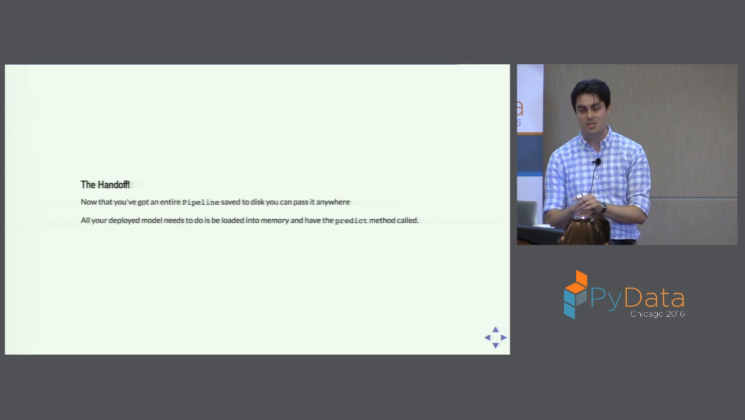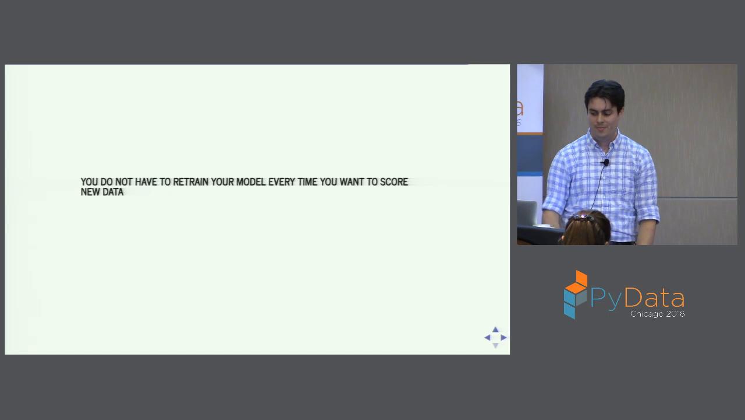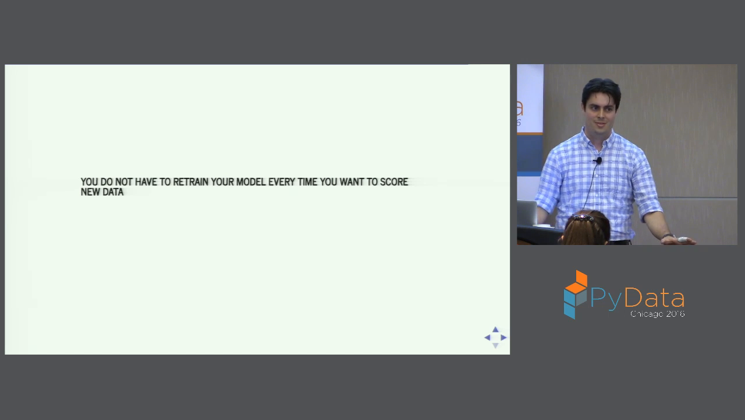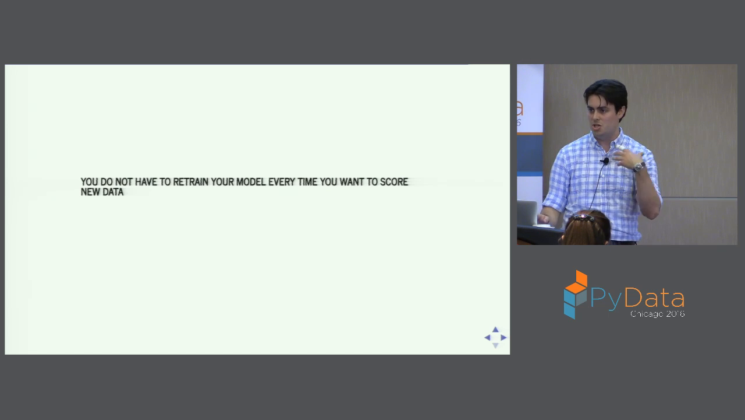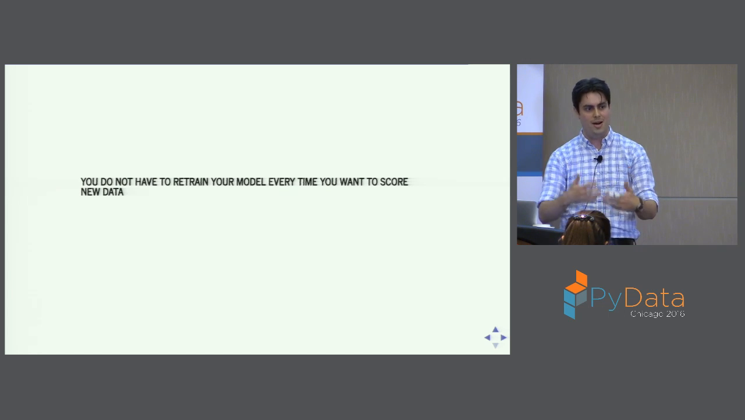All your deployed model needs to do is be loaded from disk into memory and have predict or predict_proba, what have you, called on that object. I can't stress this enough. You don't have to retrain your model. All right? You want to score new data? You do not have to retrain your model. You've made like a Java jar. You've actually created a fit object.